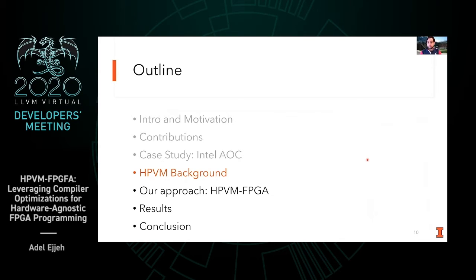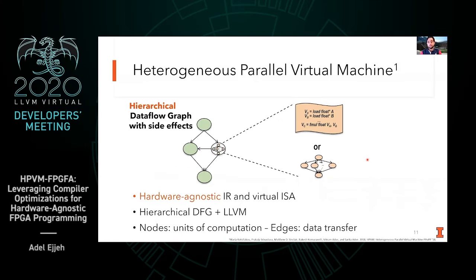I will now give a brief background of HPVM, which is the IR that we use in our compiler. HPVM, or the Heterogeneous Parallel Virtual Machine, is a hardware-agnostic virtual ISA and compiler IR. It is designed to capture the parallelism in a program using a hierarchical data flow graph with side effects, and it is able to target heterogeneous devices.